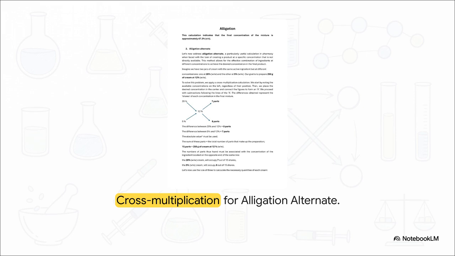You put your high concentration, the 20%, on the top left. You put your low concentration, the 5%, on the bottom left. In the dead center, you place your target, 12%. Then you just draw diagonal lines connecting them, creating an X.